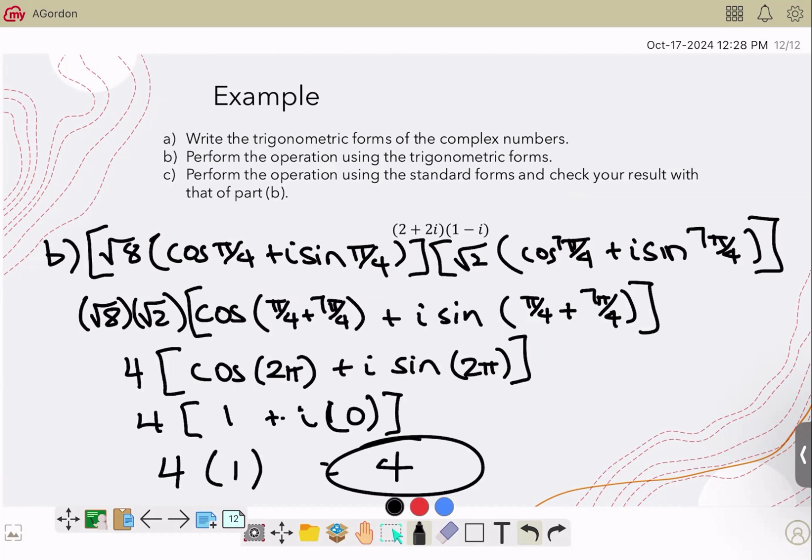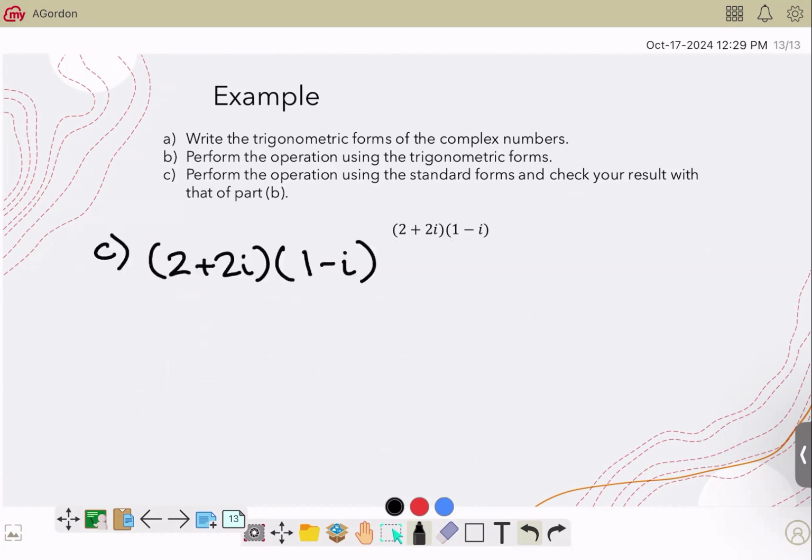So in part C, I'm going to multiply 2 plus 2i times 1 minus i, and the answer should be 4. All right, so here we're just going to distribute or FOIL. So we're multiplying 2 times 1, 2 times negative i, and then 2i times 1, and 2i times negative i is a negative 2i squared.